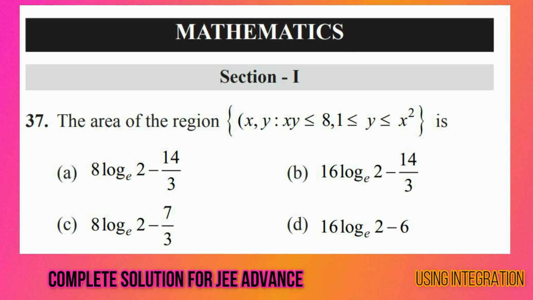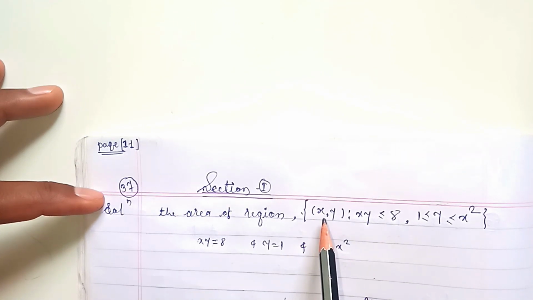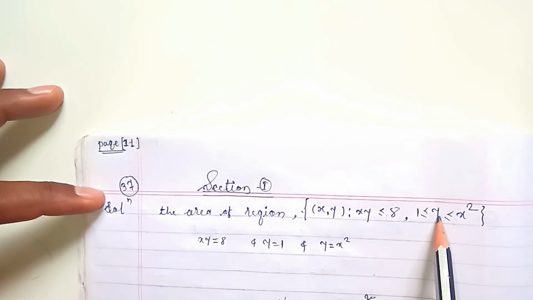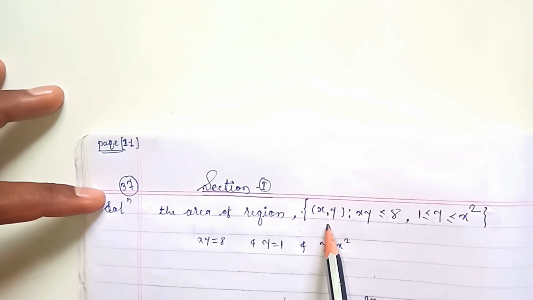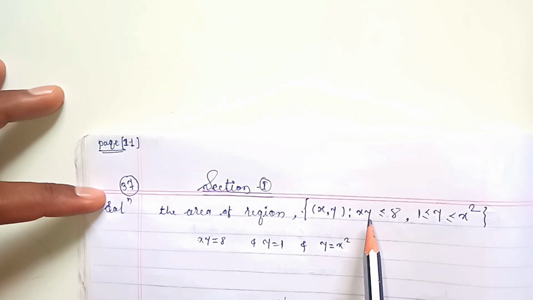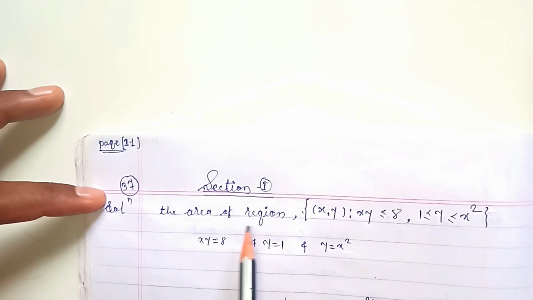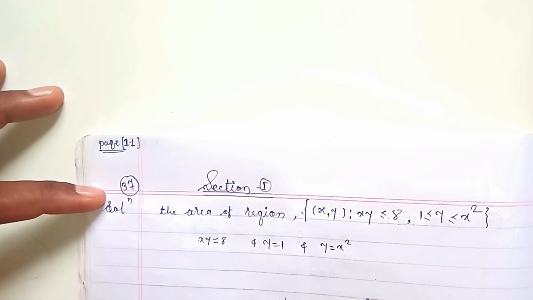Now let's get started with today's solution. I will explain how easy it is. In our question, we are given the set of (x, y) such that xy is less than or equal to 8, and one more condition, y lies between 1 and x squared. Since we want the area of a region, we have to plot the graph first. And for finding the area of a region under a curve, we always use the application of integration, which we will see in the next part.